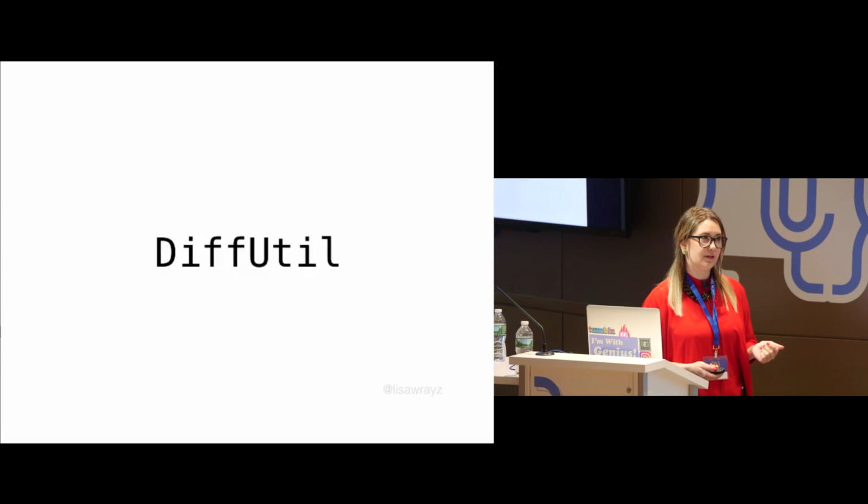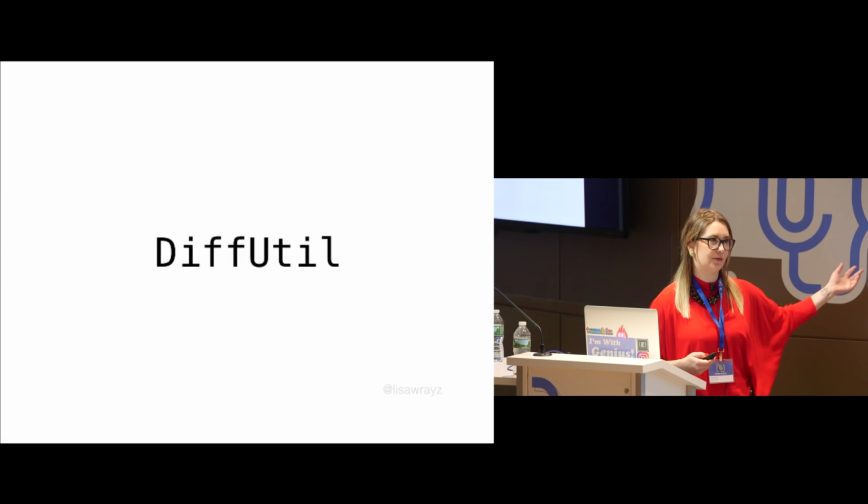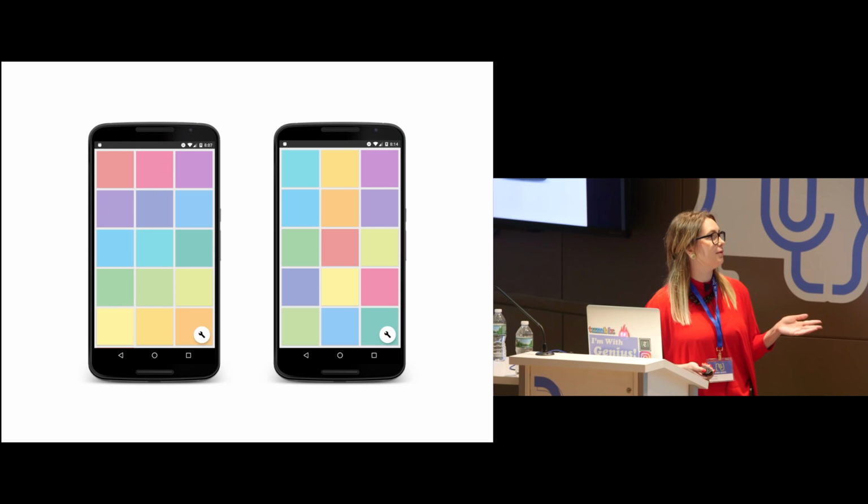And finally, diffutil, another real time saver. So it's a pretty common pattern that you get a notification from your server saying something has changed, and then you have to go re-download the homepage or whatever. So in the context of my example app, I have two different pages of colors.